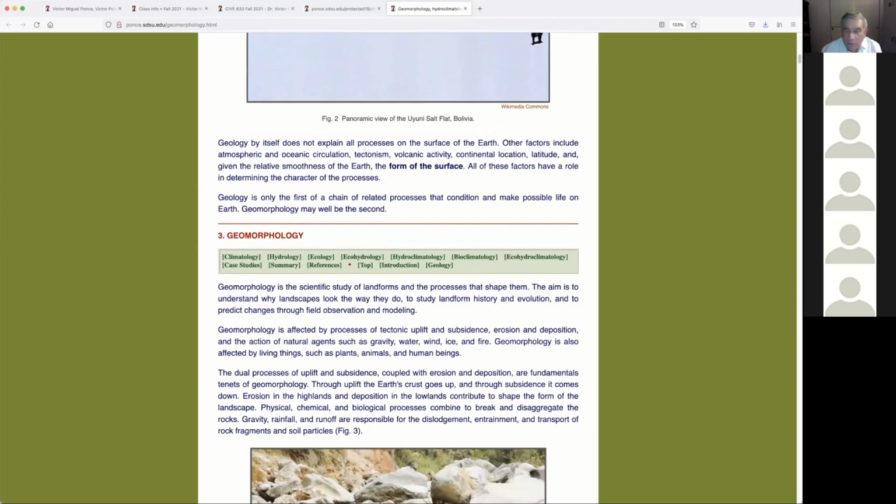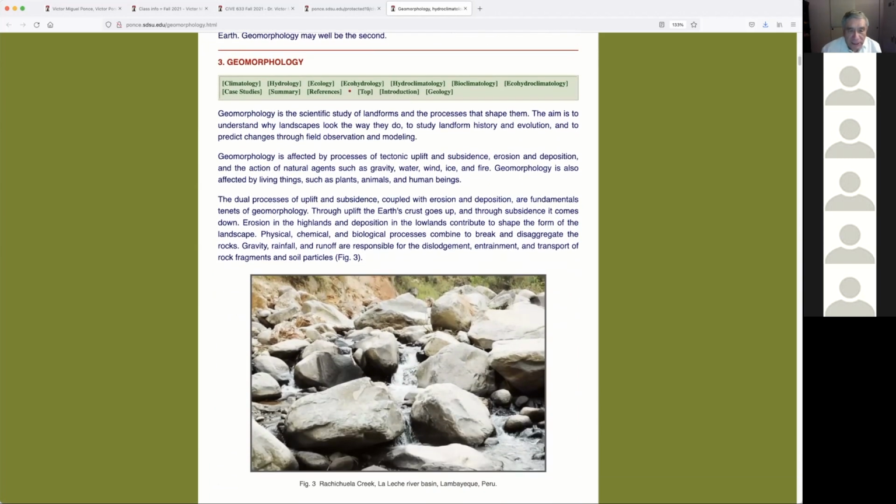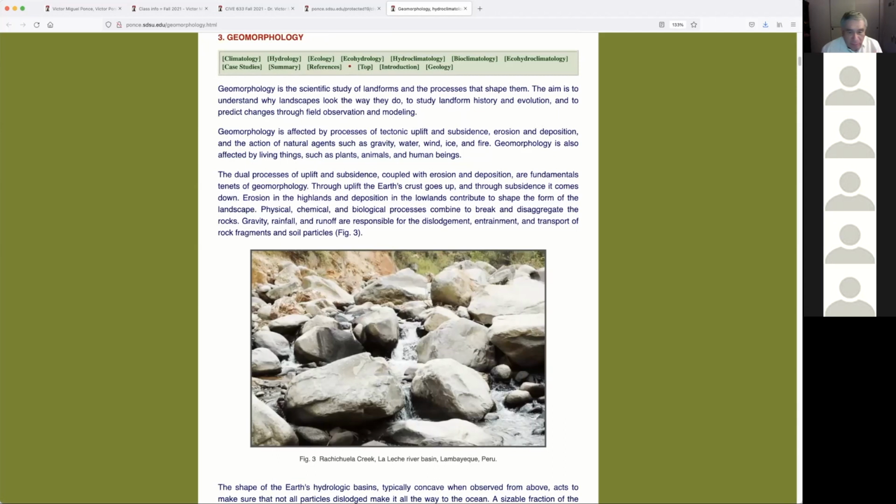So we say, and here's something very important. Geology is the first of a chain of related processes that condition and make possible life on Earth. Geomorphology may well be the second. They're kind of tied together. Like I said, geology is the rocks. Geomorphology is the form, the actual form of the surface. So we looked then at geomorphology, scientific study of landforms, and erosion and river transport is important for geomorphology.